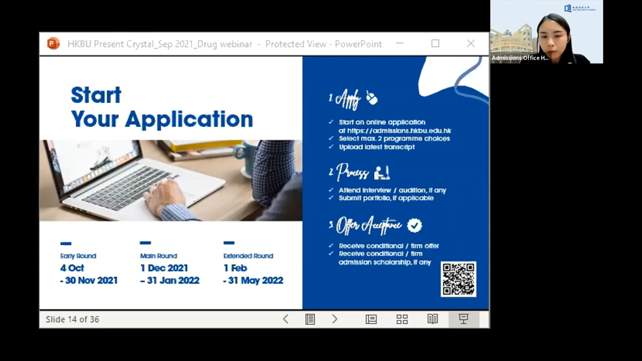One more reminder for all of you: we do not require a separate application for scholarship. That means that once you submit your application to us, you will be considered for scholarship as well.